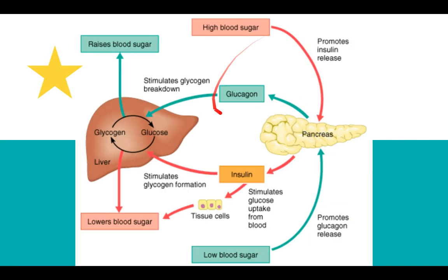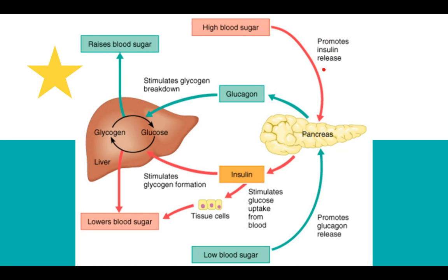Okay, this is also a really important slide. You should really know all this. If you have high blood sugar, that means there's too much sugar in your blood. It's not in your cells. It's floating around in your blood. Your body will detect that. If you have too much sugar floating around in your blood, that can make you sick.